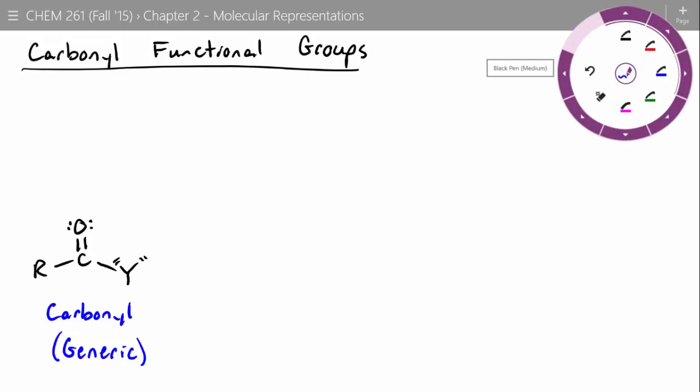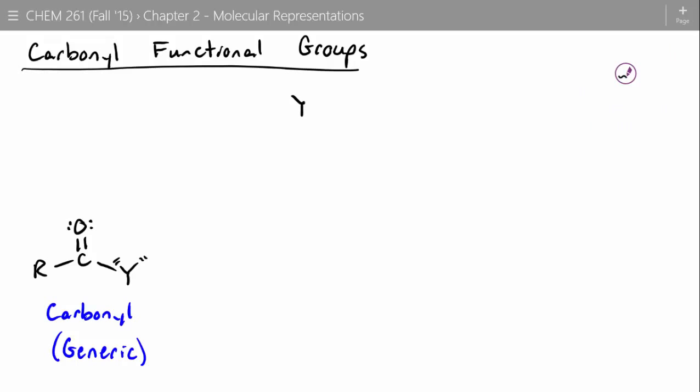So let's fill in this chart. And we'll fill in this Y variable up here, and then we'll include the name over here. So what if this Y group is a hydrogen? What would we call that?